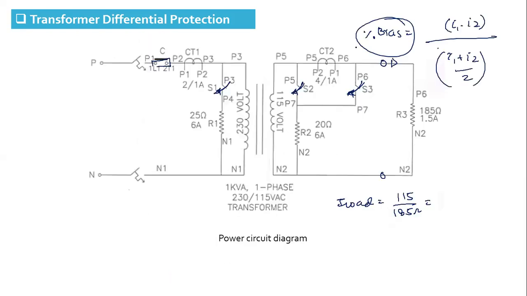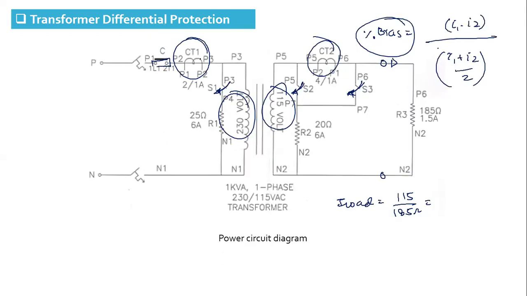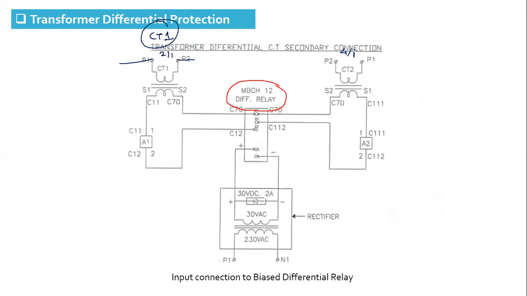We have already discussed that the current on the primary and secondary side will be different in the case of a transformer. So the CTs will not be identical on the primary and secondary side. The CT ratio on the primary side is 2 by 1, and on the secondary side is 4 by 1. CT1 is connected in series with the 230 volt winding, and CT2 is connected in series with the 115 volt winding.